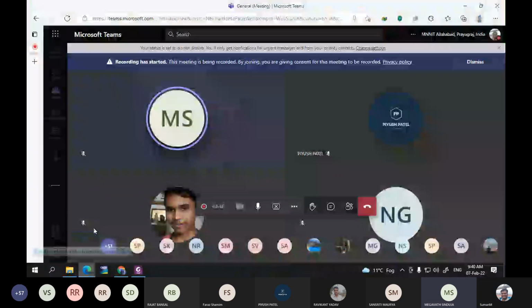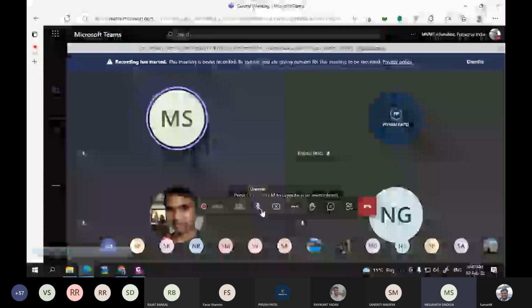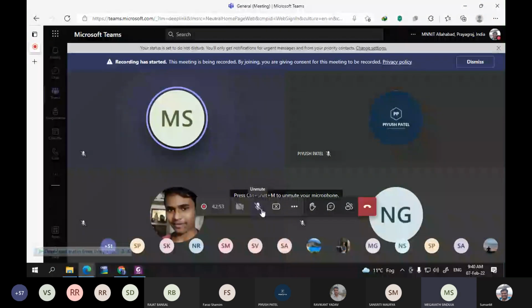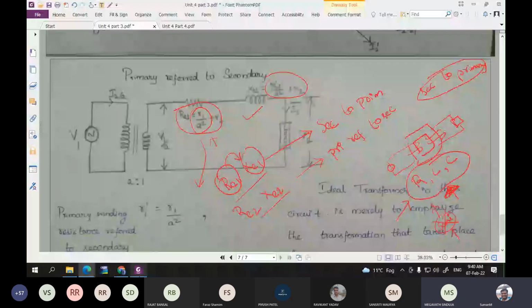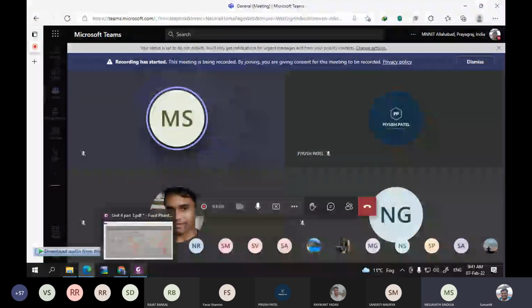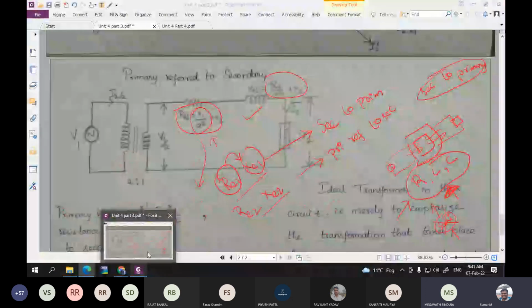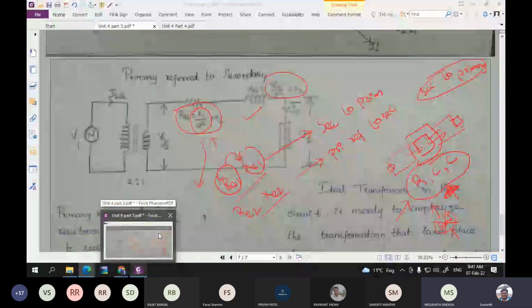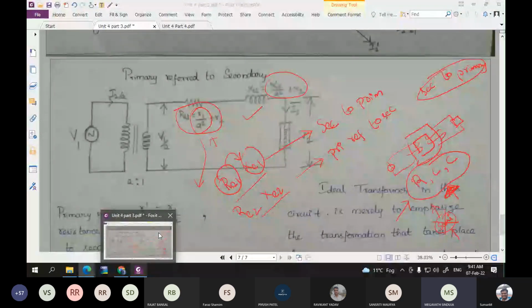Okay, just a minute. If you have any doubt in the equivalent circuit, you can ask, else let me proceed further. Only one topic is pending for this particular transformer. Let me complete that also, so our fourth unit will be completed.